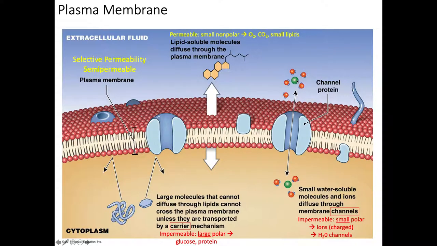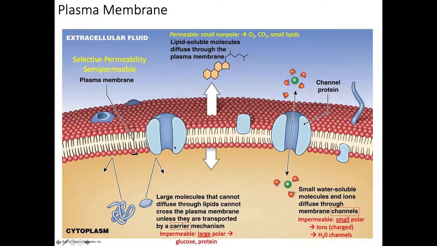Okay, so we constantly need water to go into the cell and out of the cell. And then also ions, which are charged molecules. So for ions, we have sodium ion channels, potassium ion channels, calcium ion channels. Those all need help in the form of a channel to go in or out of the cell.